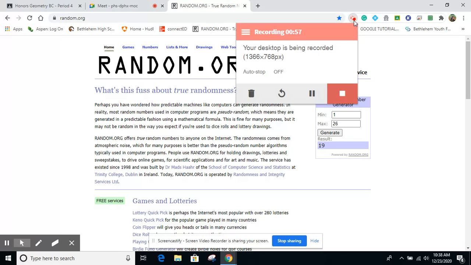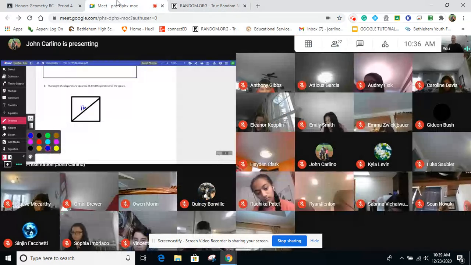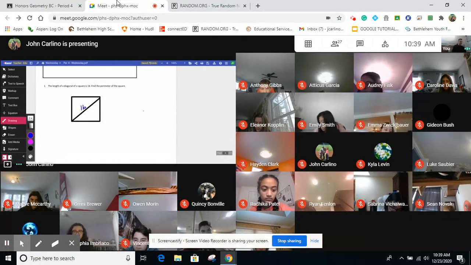All right, so let's try an algebra problem right now involving a square. Let's get a square out here. Make this look official. So I have a square. One diagonal is the length of 16. So let's draw in one diagonal here. It's got a length of 16. Find the perimeter of this square.